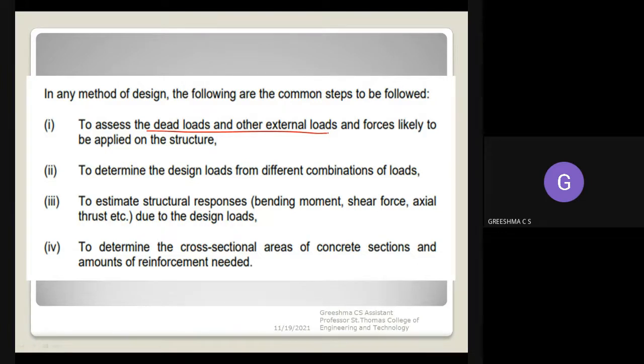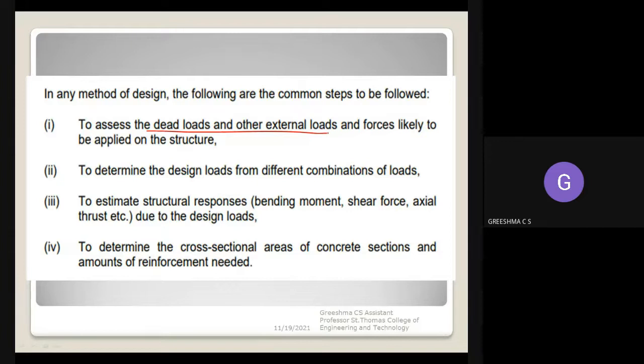So first of all, we are discussing today that during the design of a structure, what are the steps that we need to follow? First one is you have to calculate the weight of the structure. Its weight will be very heavy. So definitely you have to calculate its self weight.